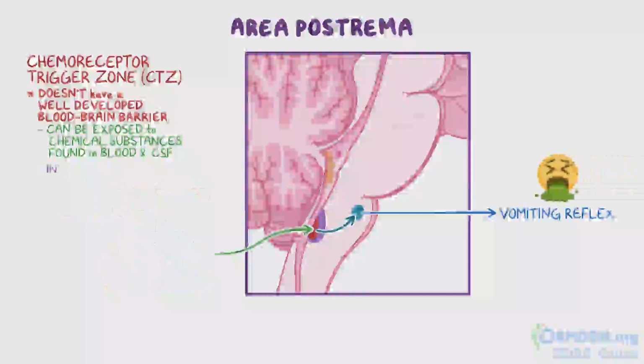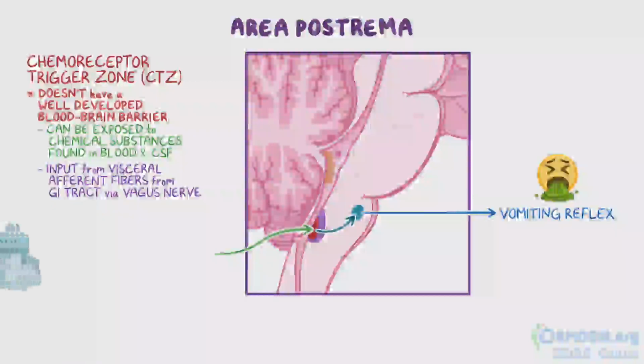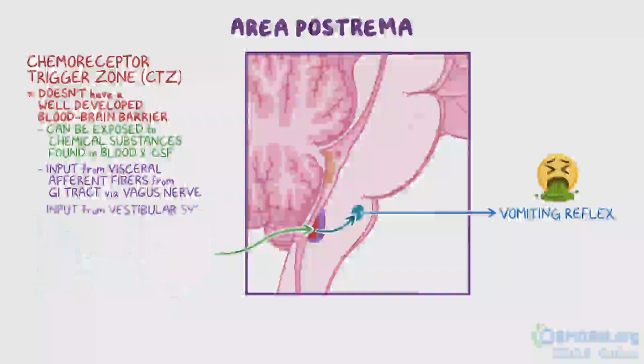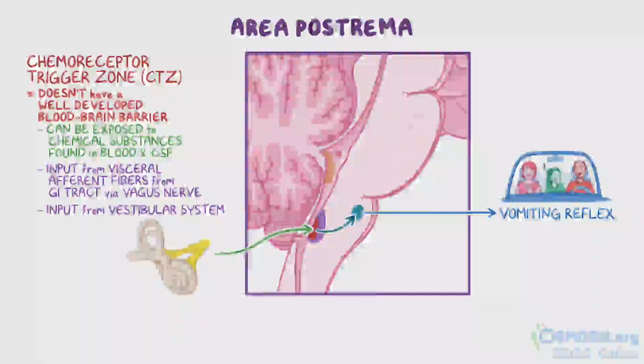It also receives input from visceral afferent fibers coming from the GI tract via the vagus nerve. For example, chemotherapy drugs can stimulate receptors on vagal afferent nerve fibers in the bowel wall of the gastrointestinal tract, which ascend and trigger the vomiting reflex in the CTZ. Additionally, it also receives input from the vestibular system, which can explain car or seasickness.